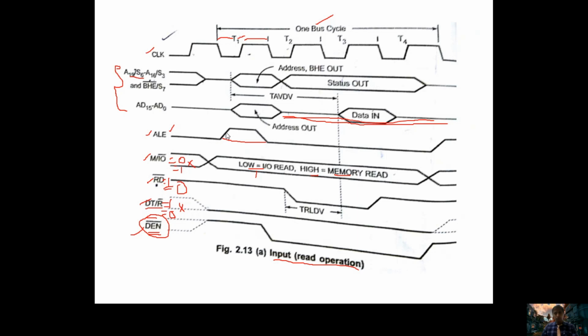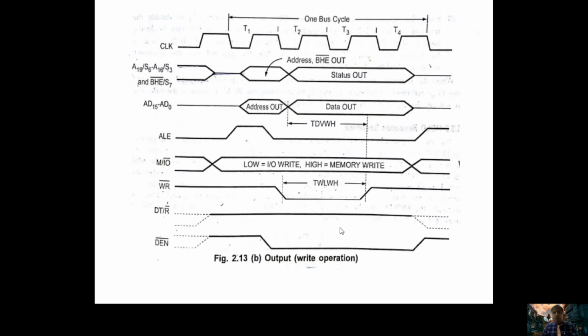ALE should be high during the first part of the machine cycle, that is T1 only. For the remaining T2 to T4 time, it should be low. The multiplexed lines act like multiplexed lines up to T1, and during T1 time, it starts converting. After T1, they act like pure address lines, pure status lines, and pure data lines from T2 to T4. In that time only, data is available. So in that time only we can perform any operation. Like that we can analyze the IO read operation. Similarly, let us see the write operation, where changes are required.